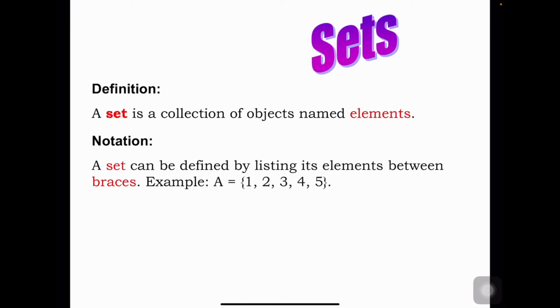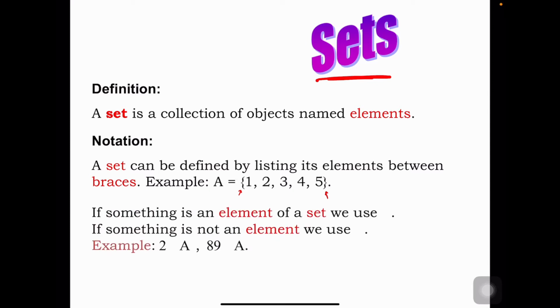So I would like you guys to write some of this information in your books. We're talking about sets. The definition of a set is a collection of objects named elements. And so a set can be defined by listing the elements between braces. Now, braces are these, which are kind of like brackets, but curly brackets, if that makes sense. And so here we have a set. It includes the 5 elements, 1, 2, 3, 4, and 5.